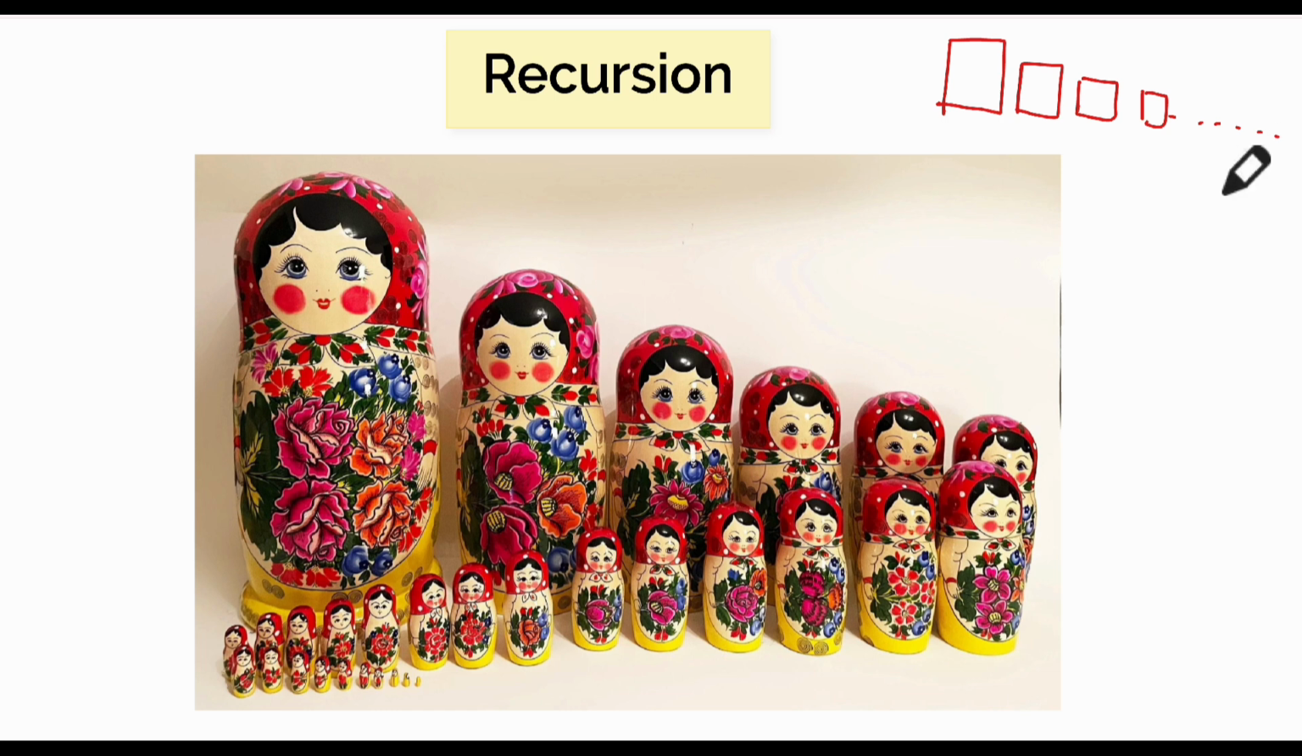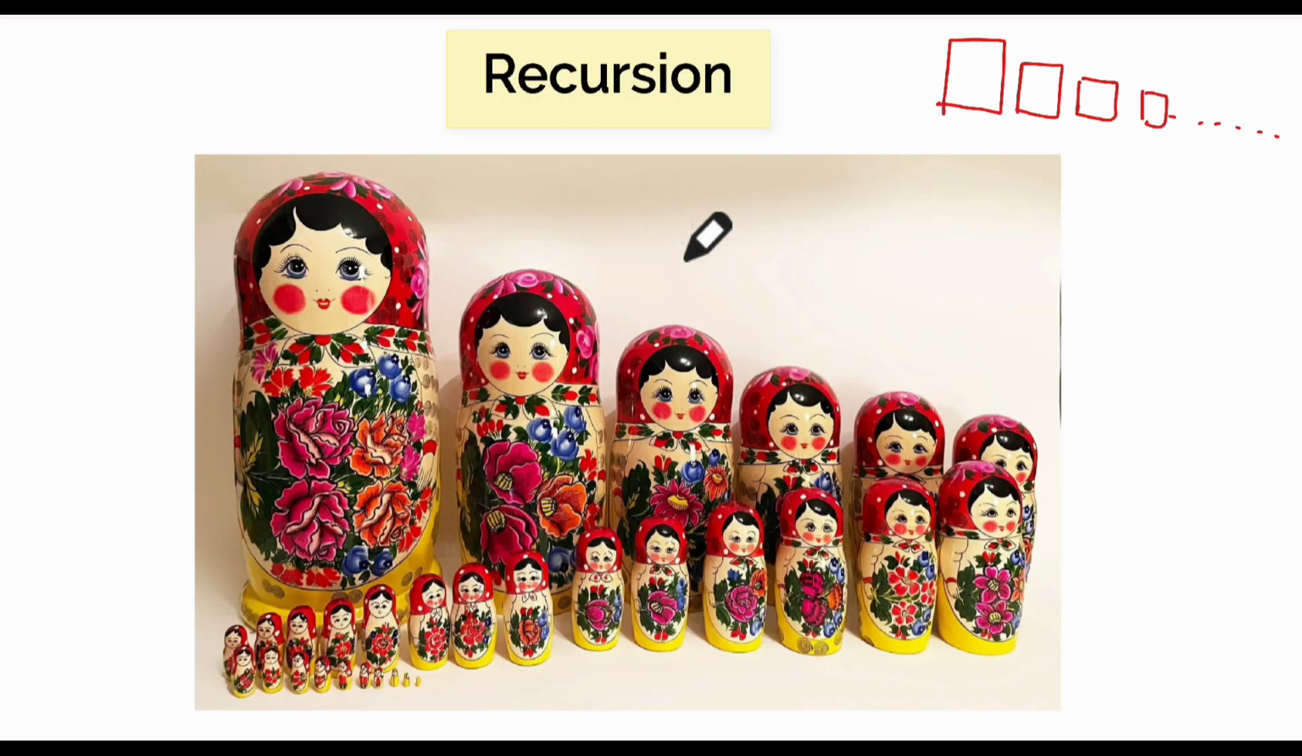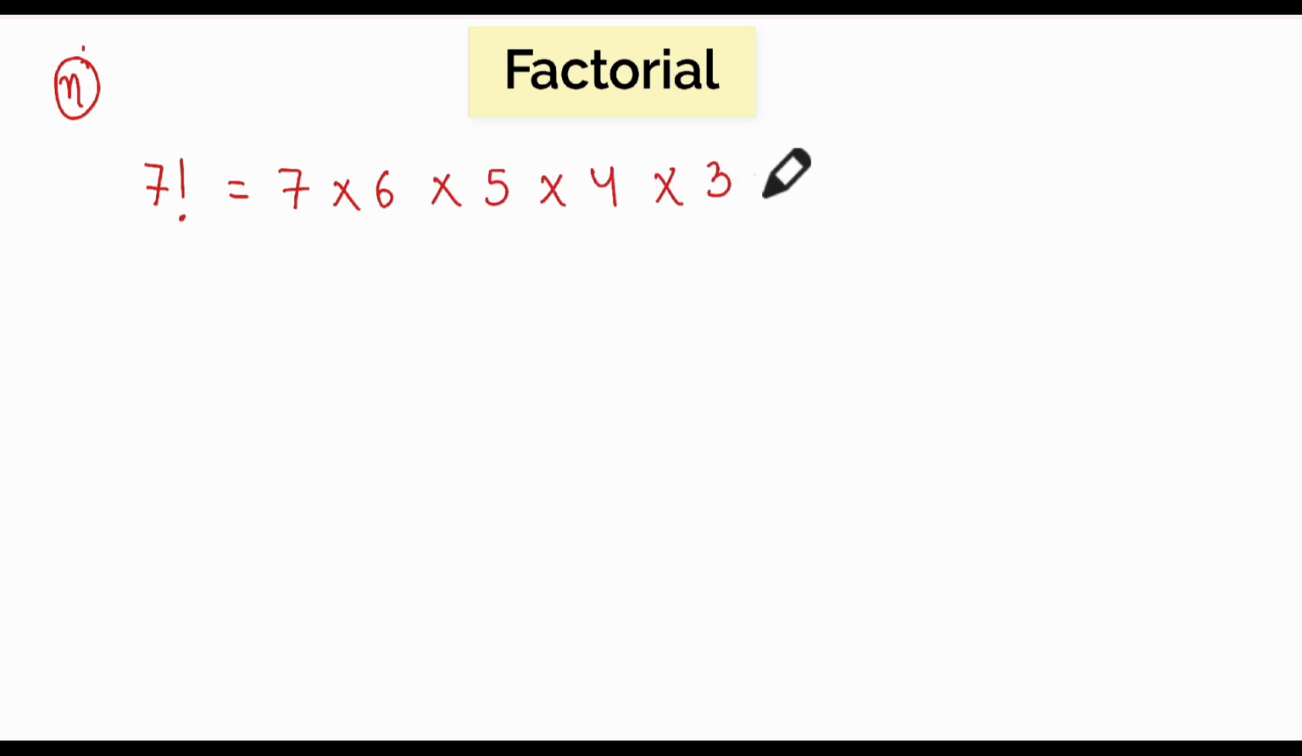Let us look at one of the very famous examples, the factorial. We'll try to understand recursion through factorial. So what does factorial mean? Factorial of a number n is multiplying all the numbers starting from n till we reach 1. For example, let us say you have to calculate the factorial of 7. How will you calculate it? It will be 7 into 6 into 5 into 4 into 3 into 2 into 1, right? This is the factorial of 7.